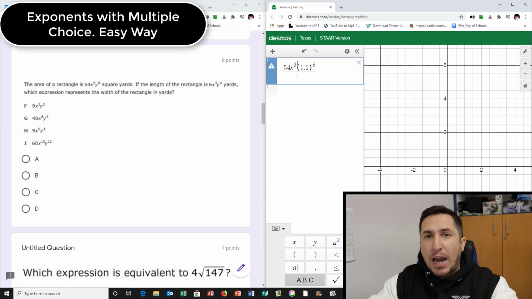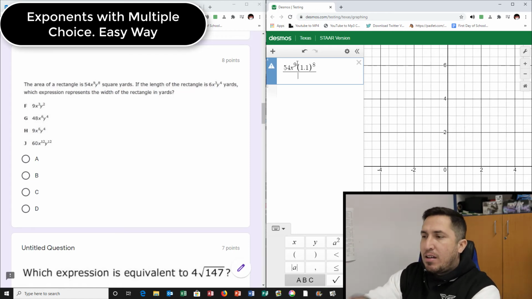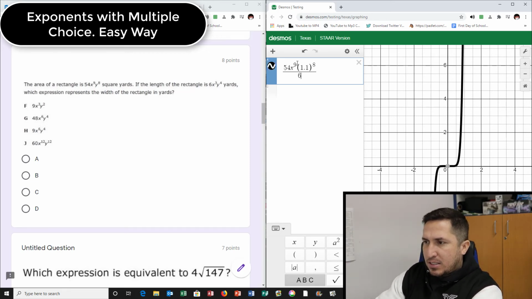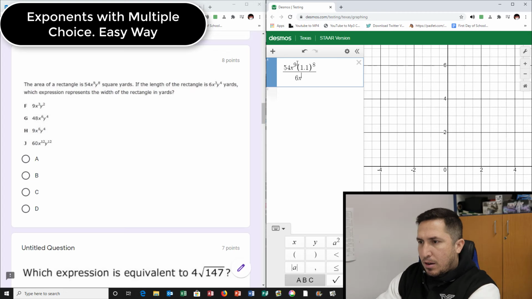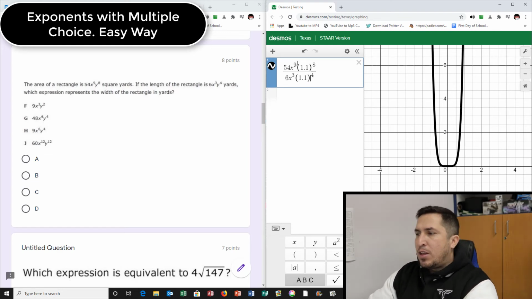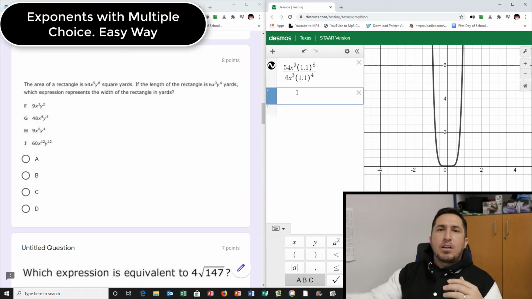So if they give you area, you divide. So this is how it's going to look. 54 is the area, divided by the other guy, and it's 6, x to the 3, and then 1.1 to the 4. All right, and then you type in the choices, see which choice matches and looks just like him.